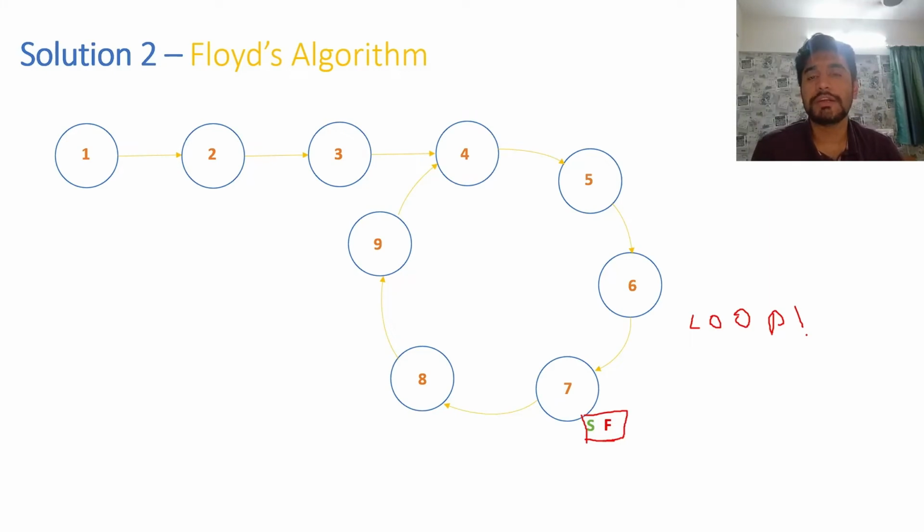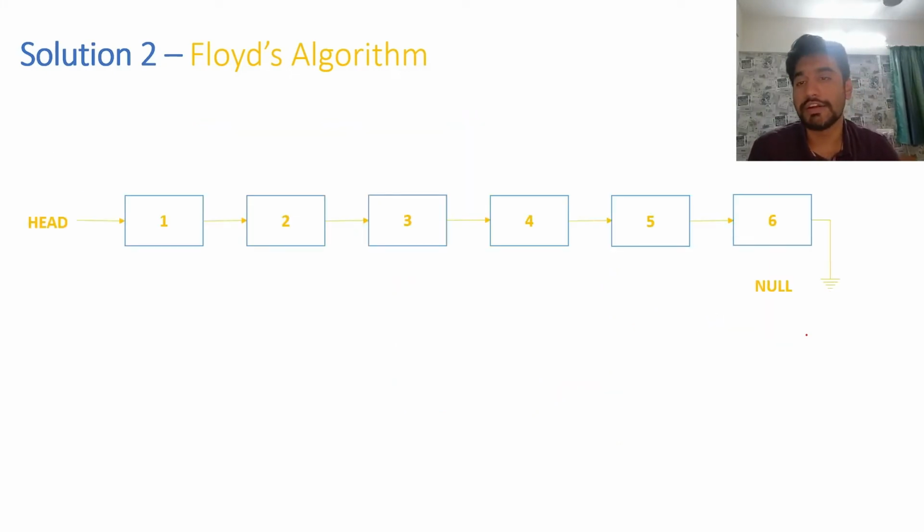Now let us apply this algorithm to a linked list which doesn't contain a loop. We initialize the slow and fast pointers at the head node. We move the slow pointer by 1 unit and the fast pointer by 2 units. So the slow pointer arrives at node 2 and the fast pointer arrives at node 3. At the next iteration, S arrives at 3, F arrives at 5. Then S arrives at 4 and F arrives at the null pointer.